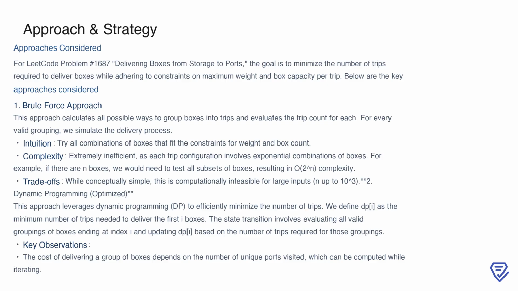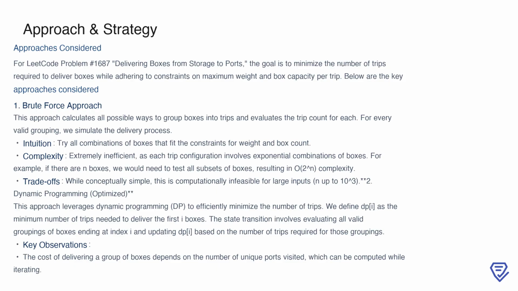To tackle problem number 1687, we need to minimize the number of trips required to deliver boxes while adhering to constraints on weight and the number of boxes per trip. Several approaches were considered to solve this. First, there's the brute force approach, which involves calculating all possible ways to group boxes into trips and simulating the delivery process for each configuration. While this method is conceptually straightforward, its complexity is exponential. For n boxes, it tests all subsets, leading to O(2^n) time complexity. This makes it computationally infeasible for larger inputs, especially since n can go up to 10^5.